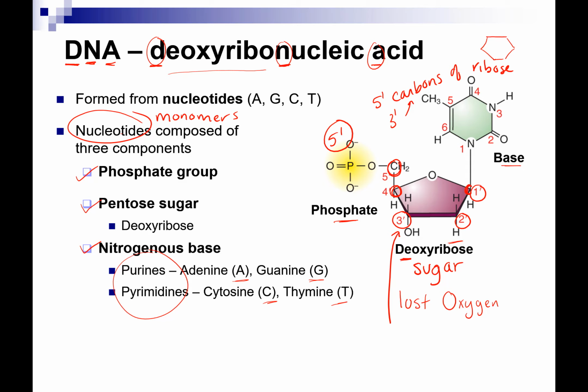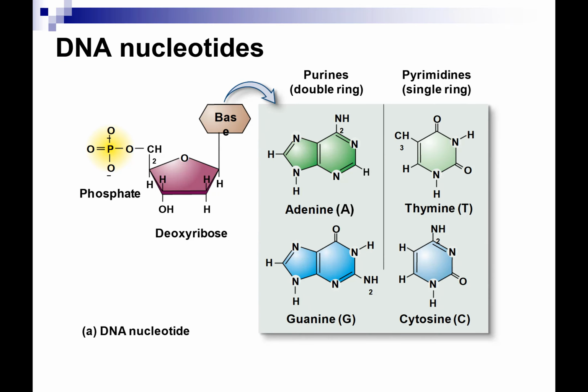Alright, so you've got your 3 parts. Phosphate, sugar, base. So a lot of times I just draw DNA or RNA like this. Phosphate, sugar, and a base. The base can be different. And that is shown right here.